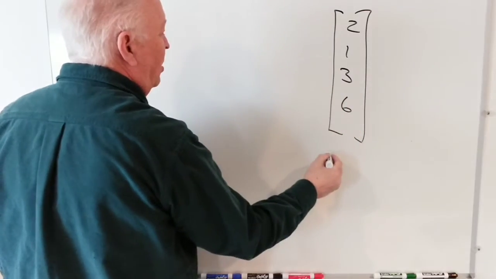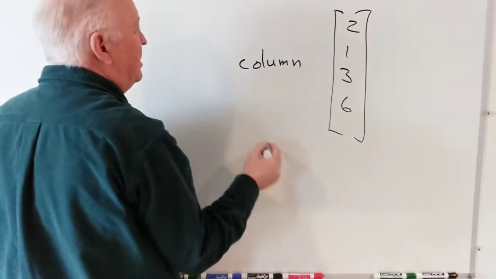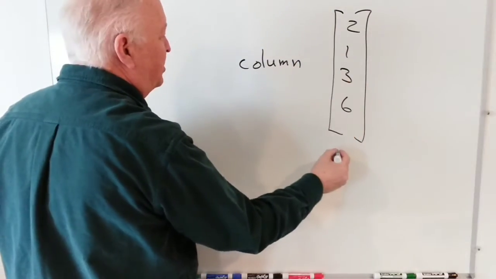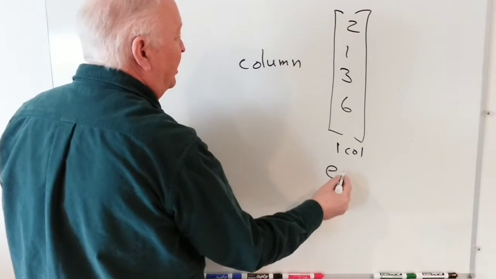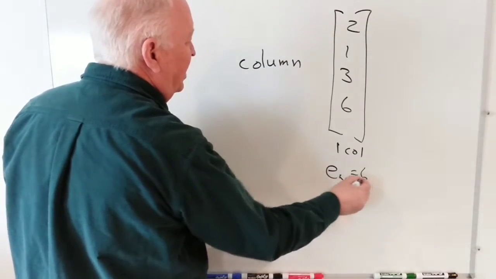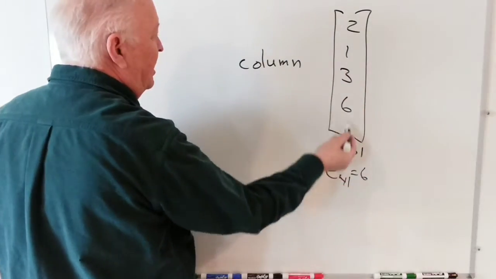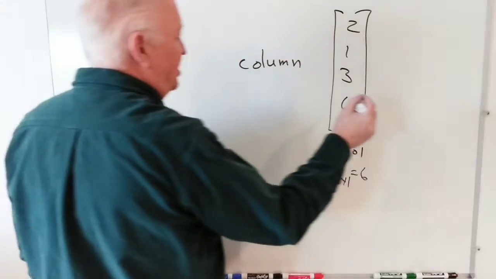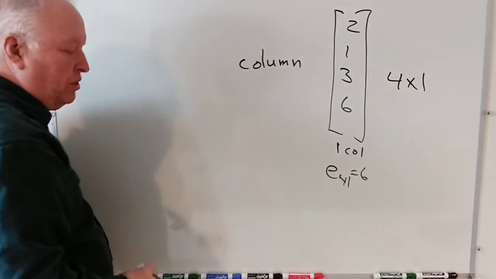This is called a column matrix because it has many rows but only 1 column. So 1 column. And element 4, 1 would be 6 because that's row 4, 1, 2, 3, 4, and column 1. Its dimensions are 4 by 1. 4 rows by 1 column.